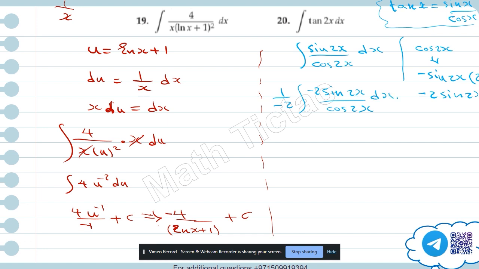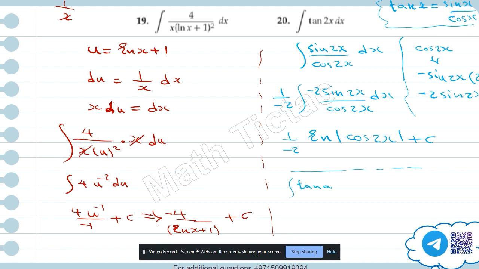It's like we've done nothing over here, because I've multiplied and divided. So in here, 1 over minus 2, ln cosine 2x plus c.